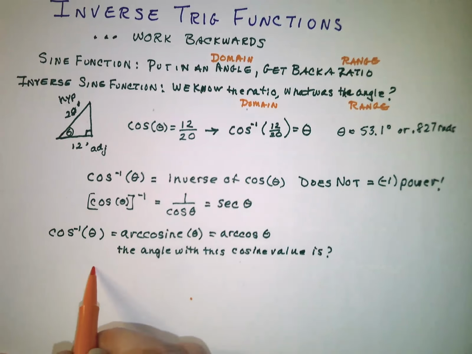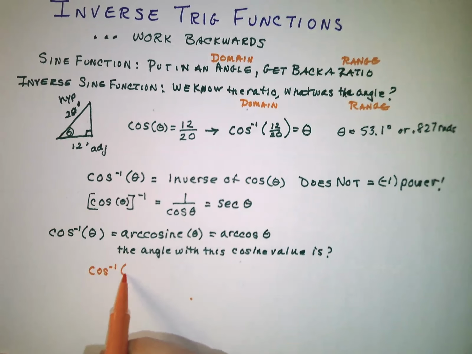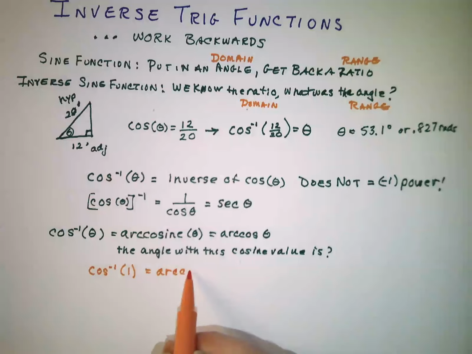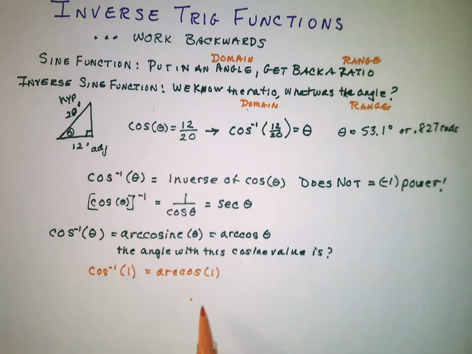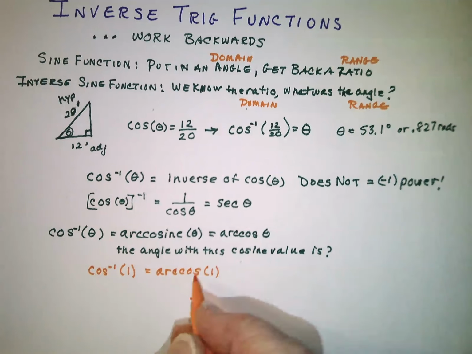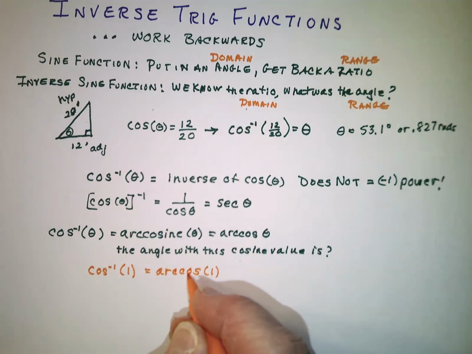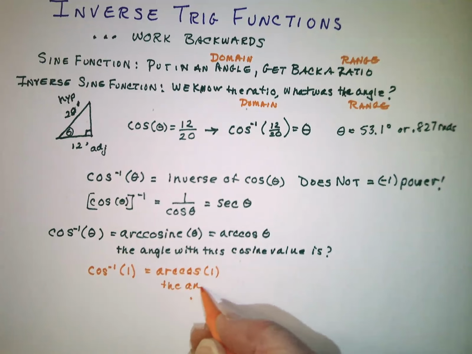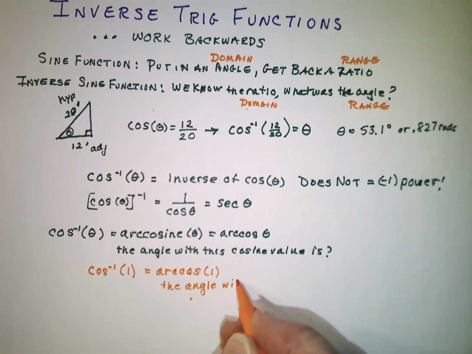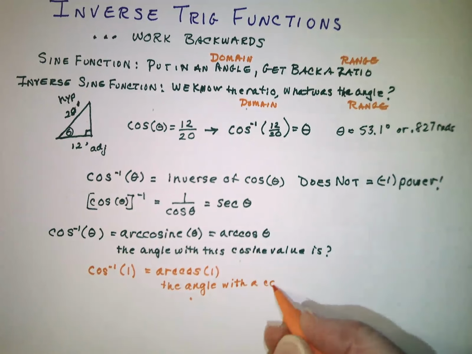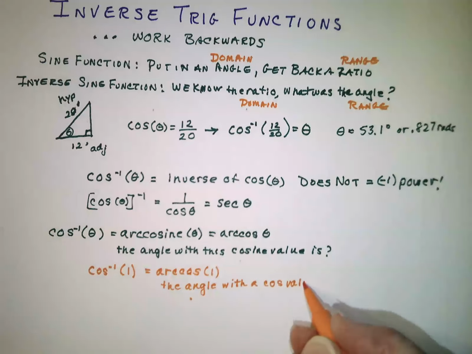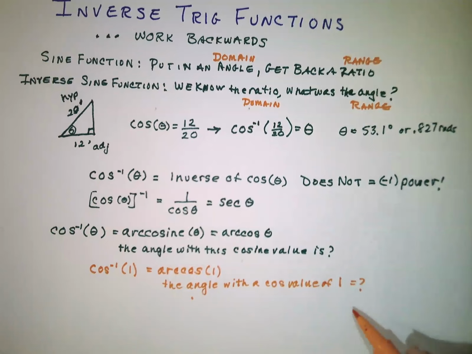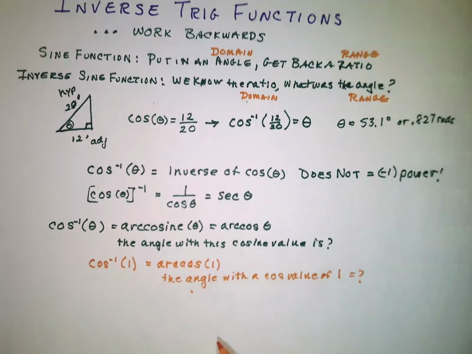So if they ask us for inverse cosine of 1, that is the same as arc cosine of 1. The angle with a cosine value of 1 is what? You should know what the angle with a cosine value of 1 is.